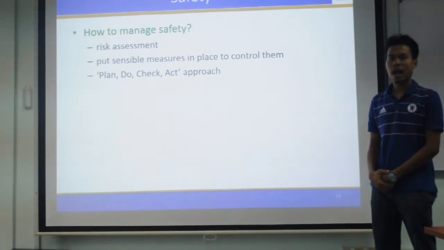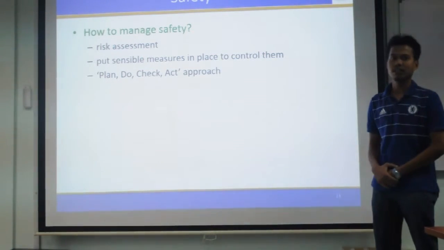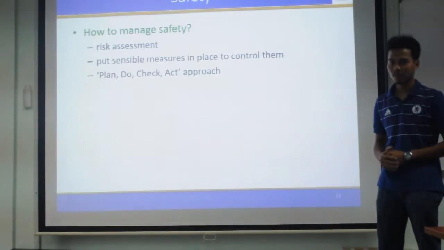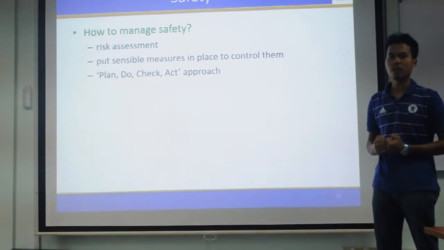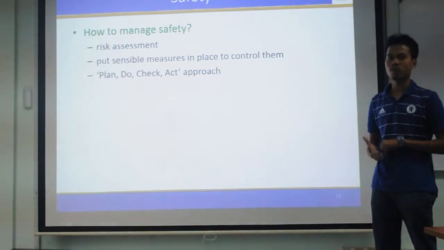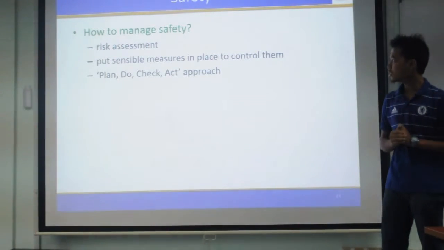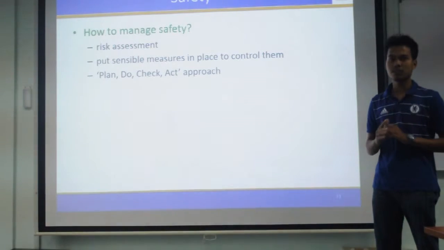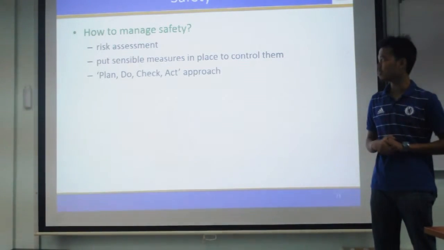So firstly, how to manage safety? How to manage safety if we are doing a risk assessment? What is a risk assessment? We do an assessment to identify problems and hazards, and how do we control them? Next, we need to put sensible measures in place to control them. This is also related to the risk assessment.